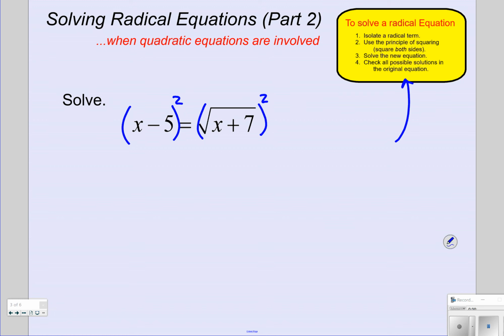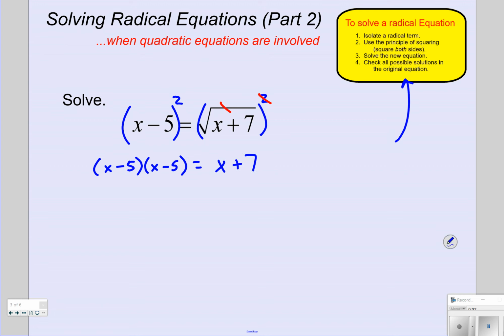When I do that on the left side, I'm left with a binomial squared. So I should square that binomial by either using the shortcut of how to do that, or I can just write out the binomial twice and use FOIL to multiply it. And on the right side of the equation, my square root symbol and my squared are opposite operations, so they cancel out. That leaves me with just the radicand of x plus 7.